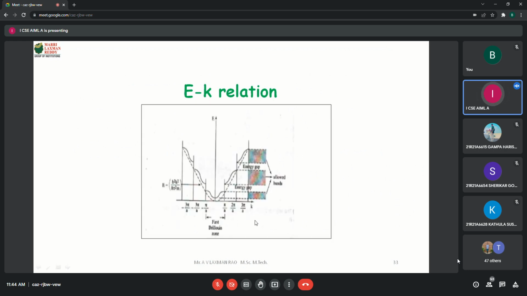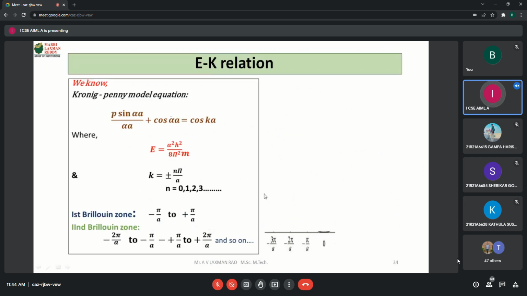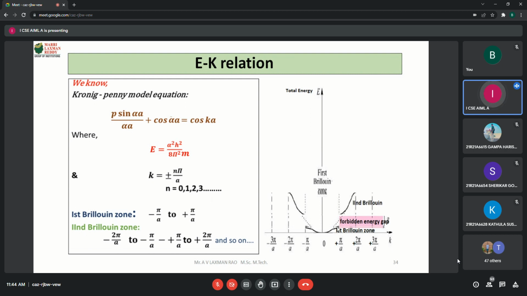Now, the E-k relation, E versus k. How can that diagram be expected? E is the energy, and on the x-axis we take k, where k equals plus or minus n pi by a, plus or minus n equal to 1 pi by a, plus or minus n equal to 2 pi by a. So plus pi by a, 2 pi by a, 3 pi by a, I'm taking as the scale. On the negative side, minus pi by a, like this. By writing n values here, n equal to 1, n equal to 2, n equal to 3, we get some regions.